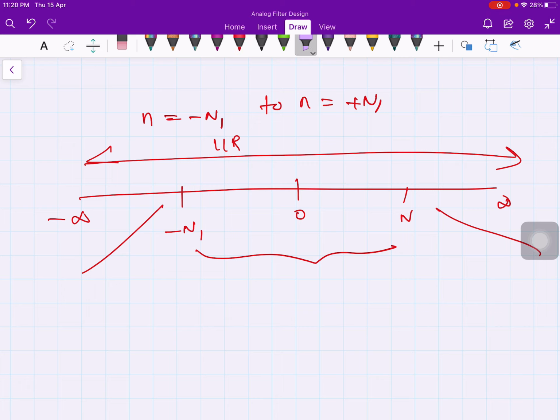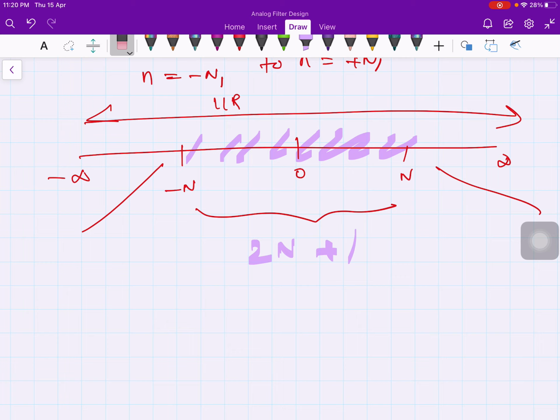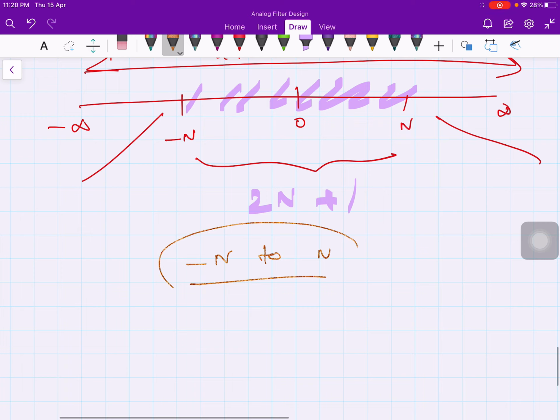Now what you have done is you truncated in the length of minus n1 to plus n1. So the total length is 2n1 plus 1. Or let me say this is simply n, so that it is 2n plus 1. Now this filter is obviously not realizable. Why? See, the filter sequence h(n) exists from minus n to plus n, and this type of filter is not realizable.